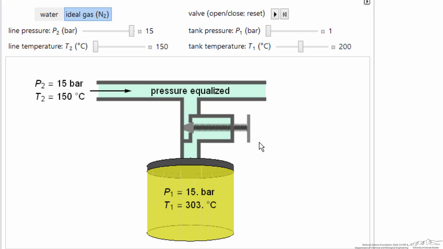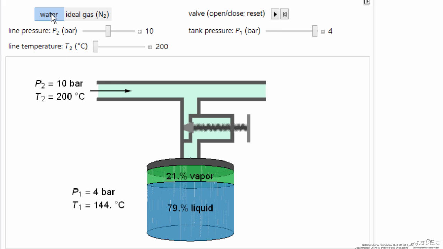Notice the temperature is actually higher than either the feed temperature or the starting temperature as work is done compressing the gas. And we can change the start, so we can reset, and then we can change our starting temperature and change our starting pressure as well as the line pressure and temperature.